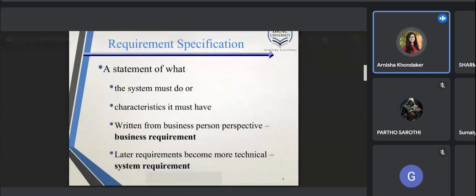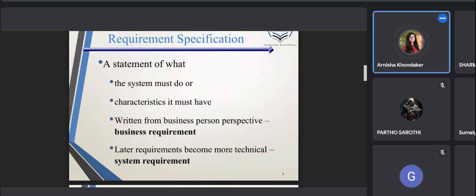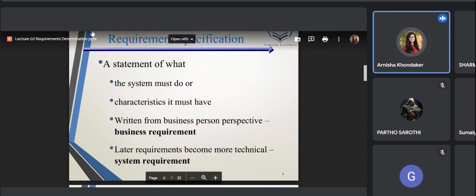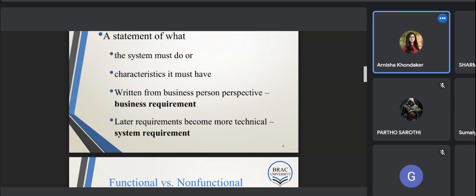Right, so basically by requirements, what we mean is what a system must do or the characteristics that the system must have. Depending upon perspective, there can be two types of requirements: one is business requirement and the other is system requirement. Business requirement looks at the business aspect, system requirement looks into the technical aspect, right? So as computer engineers, we are focusing on system requirements here, all right, because we are mostly concerned with the technical aspect, not the business aspect.